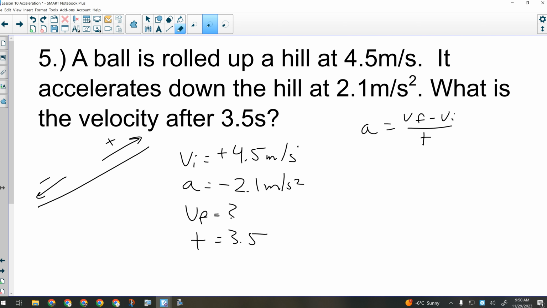I write my formula, I do my manipulation, so A times T equals VF minus VI, then I add VI to both sides. Okay, then I plug in my numbers. 4.5 plus negative 2.1 times 3.5. If I forget to put that negative in there, it's going to say that when I rolled the ball up the hill, it accelerated up the hill.